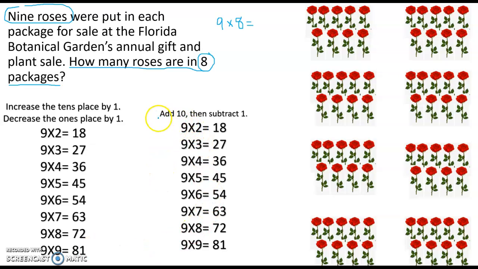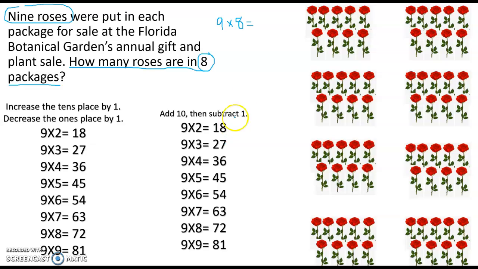Another trick is to add 10 and then subtract 1. So let's say you're really, really good at knowing 9 2 times is 18. Okay, well, if 9 times 3 is kind of tricky in your head, you know you can add 10 and then just take 1 away. So you know that 9 times 2 is 18. You can add 10, 28, and then just take 1 away and get 27.